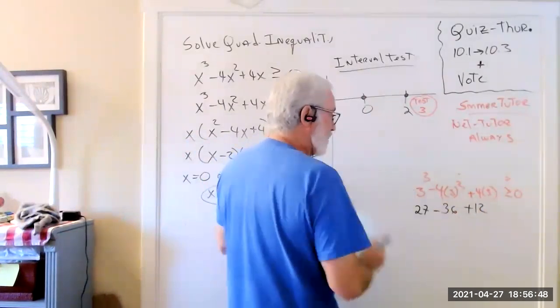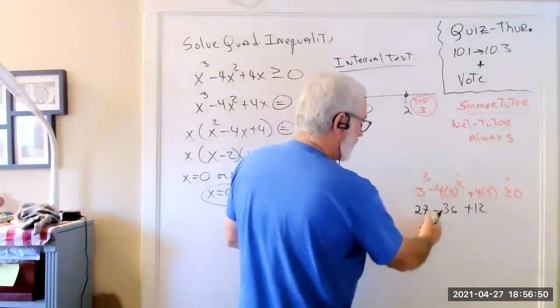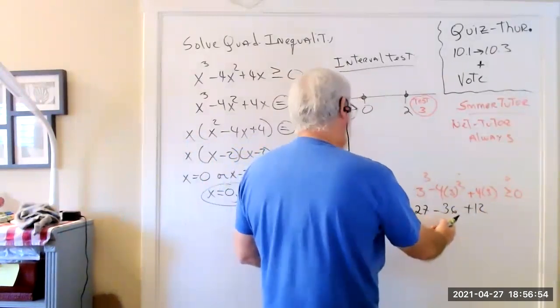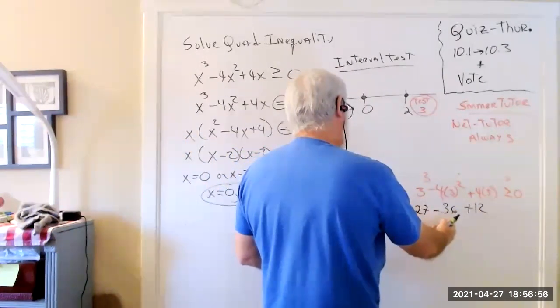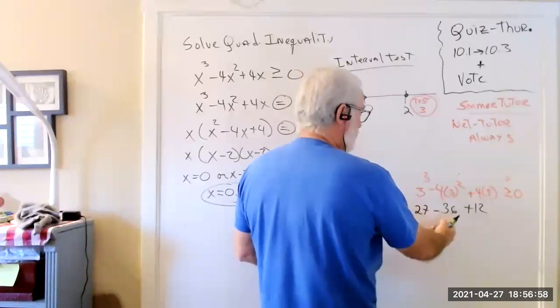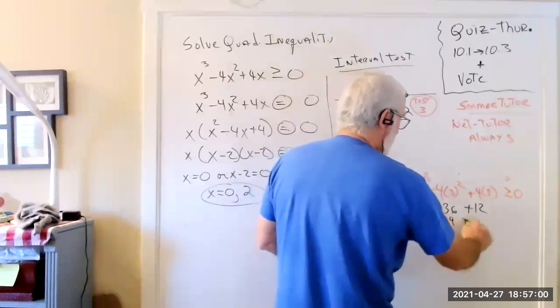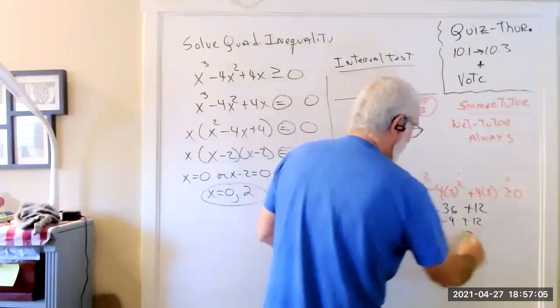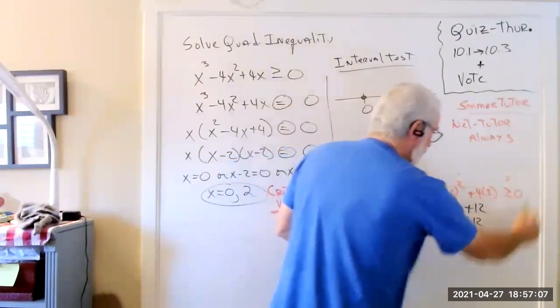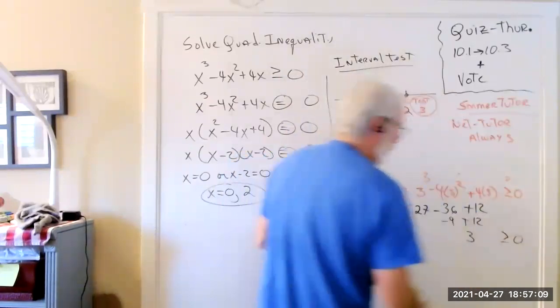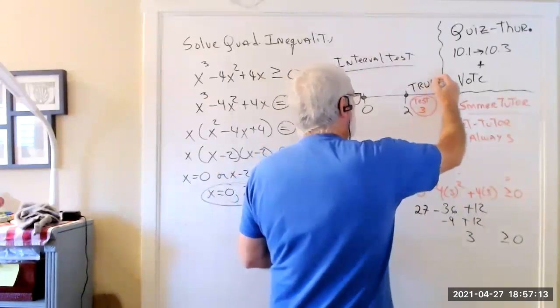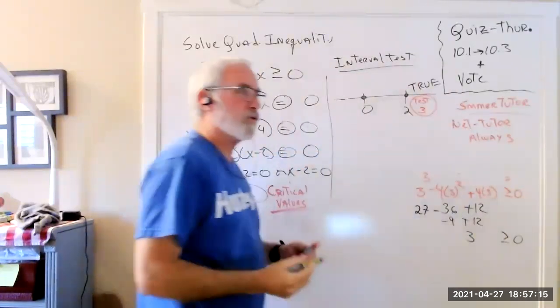27 minus 36 is, what's that, -9? Yeah, -9. That's -9 plus 12. That's +3. Is 3 greater than or equal to 0? True. And I wanted to see the word true up there.